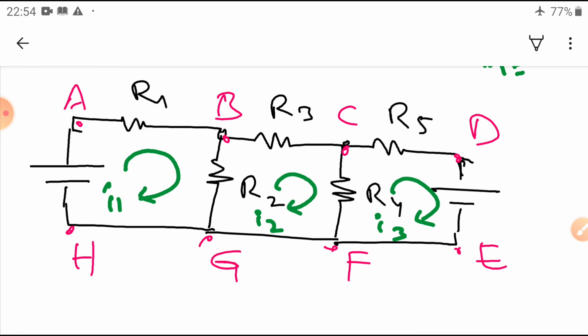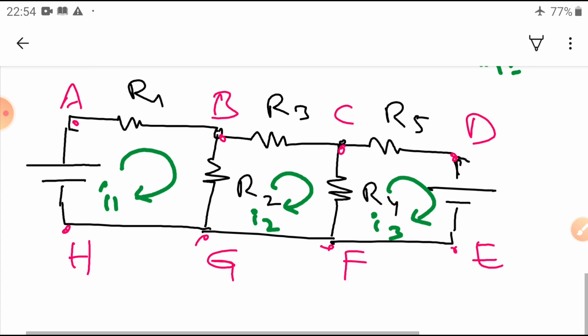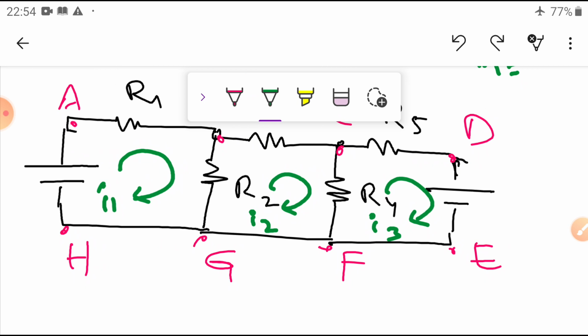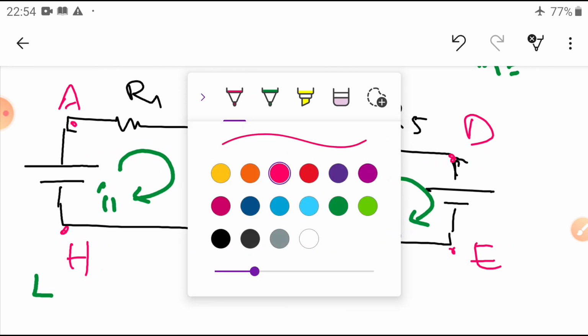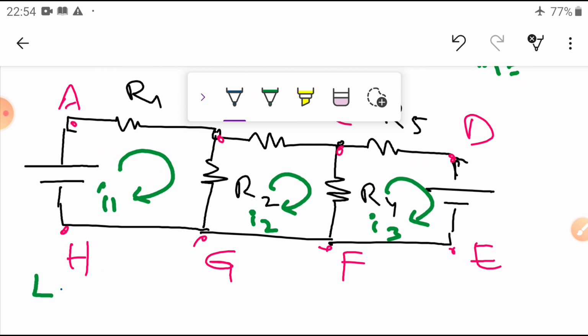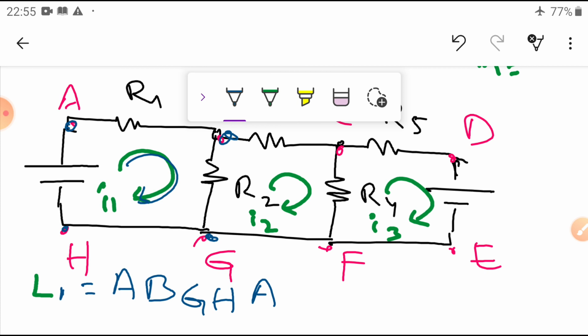So we'll write the equation directly, no problem. Now here you assume the loops. What is loop 1? Consider, we take another color, blue color. So here loop L1. What is the first loop? You take A, B, G, H, A. That means A, B, G, H. We take this in loop 1, the first one.